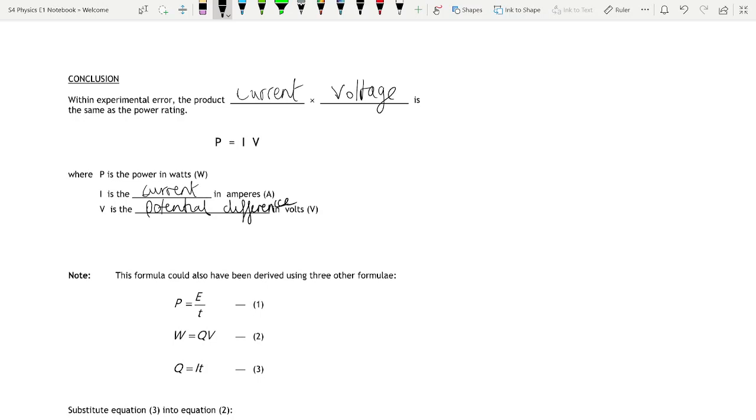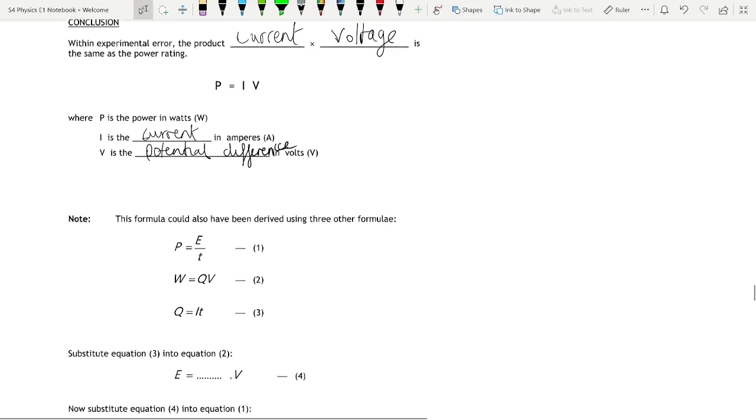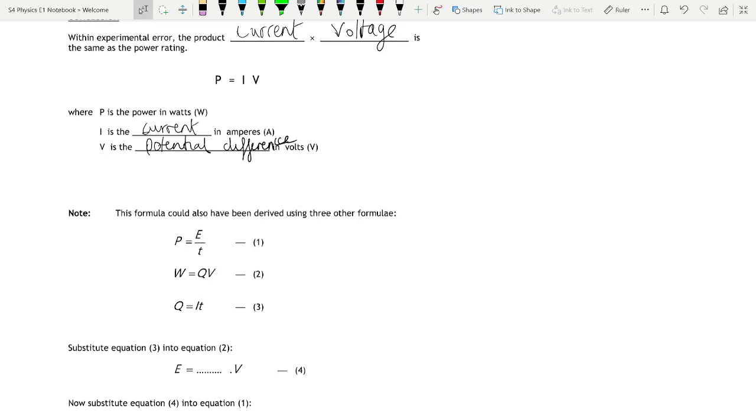Difference in volts, V. Okay, so experimentally, we've proved that equation. You can also derive mathematically the equation from equations that we already know. So you can see the formula can also be derived using three other formulae.